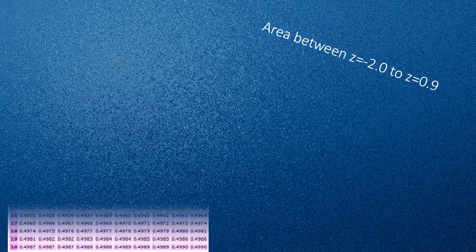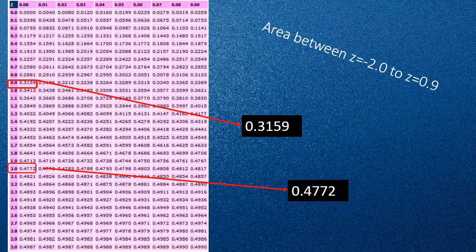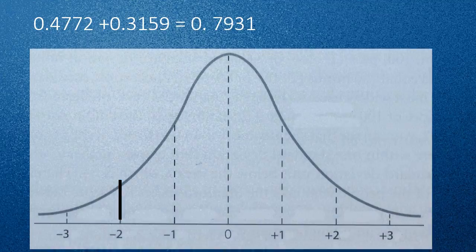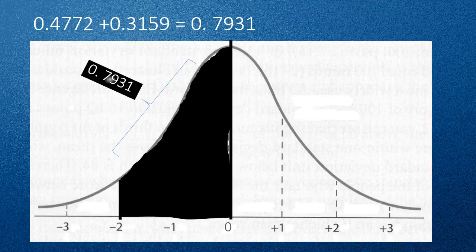Our last example is area between z equals negative 2.0 and z equals 0.9. First, get the equivalent of the z values, which are 0.4772 and 0.3159. We will be adding these two since it's the area between negative 2.0 and 0.9, straddling 0. When you add the two values, the answer will be 0.7931, and the shaded area in the normal curve is between negative 2.0 and 0.9, or the area slightly past 0.